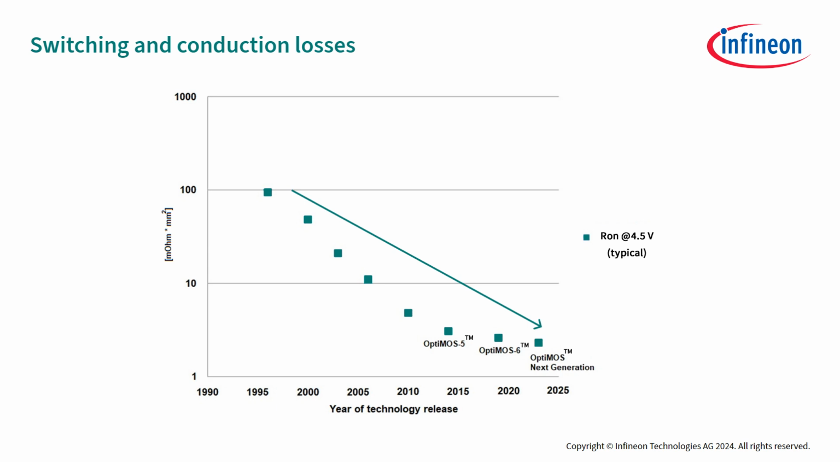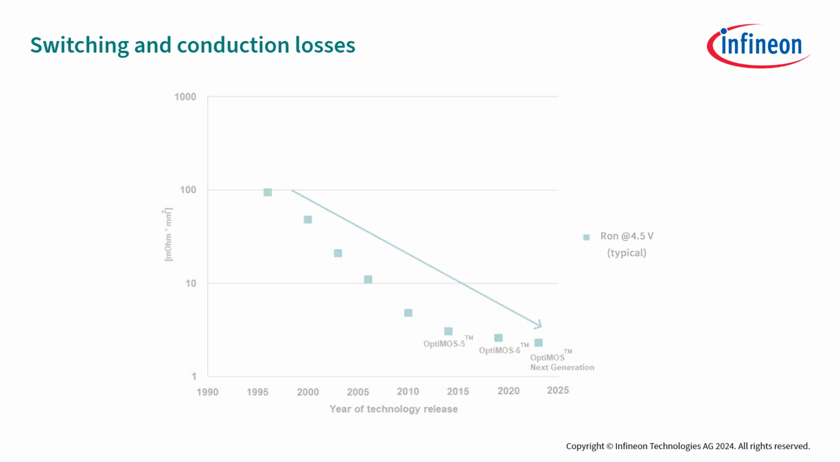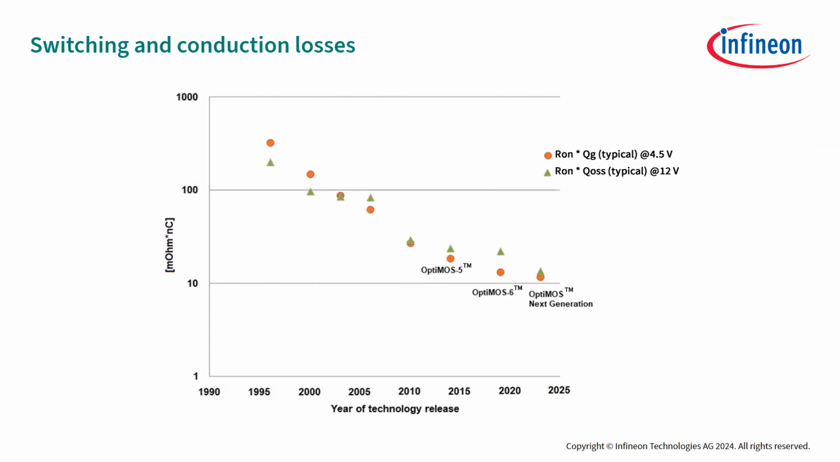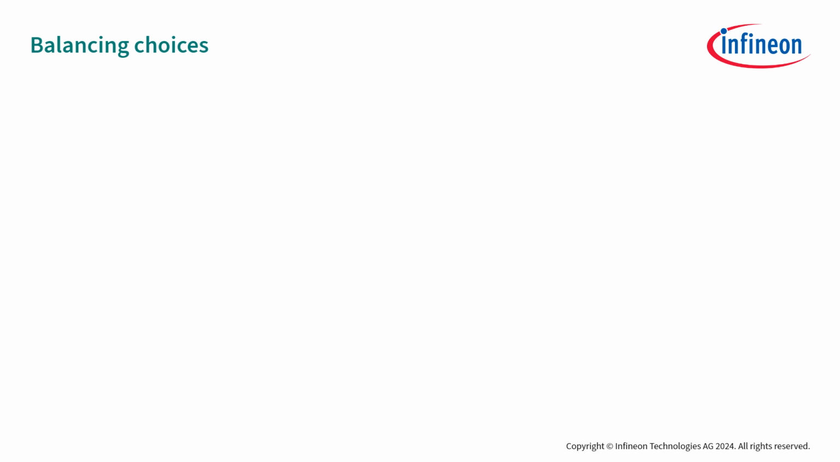This means that, even though the die area of the MOSFETs has been reduced, Infineon has been able to lower conduction losses as well. Likewise, you can see on this graph that the switching parameters QG and QOSS, represented as a figure of merit product, have also been decreasing significantly with every technology step. So, the R&D teams at Infineon have been successful in lowering both conduction and switching losses with every technology step.